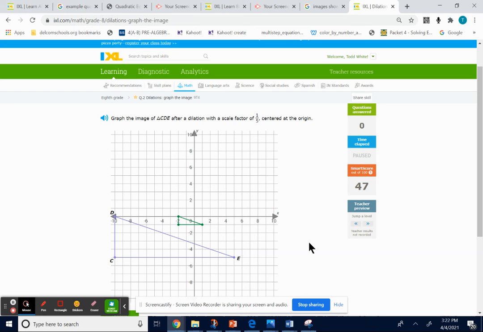That's the hardest thing you're going to get, because if the scale factor is just a regular number, you're just going to multiply as is. Let me know if you have any questions at all.